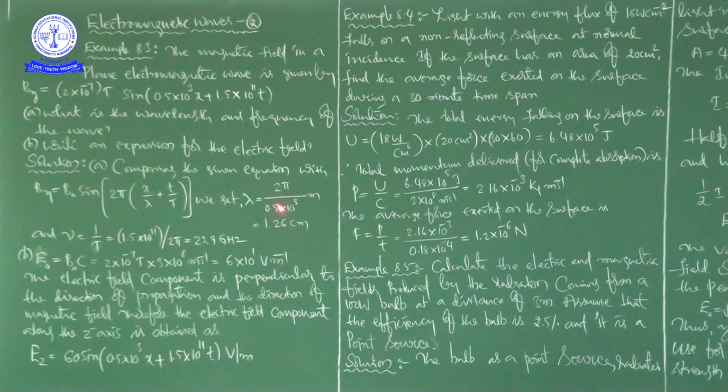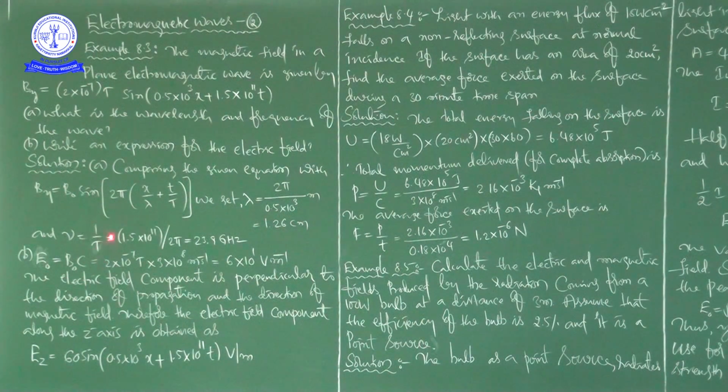If you write the values, taking pi as 3.14, otherwise 22 by 7, and substituting here, you get the lambda value. This is the value in meters. Converting into centimeters, in place of meter we write 100 centimeter, and with that you get 1.26 centimeters.